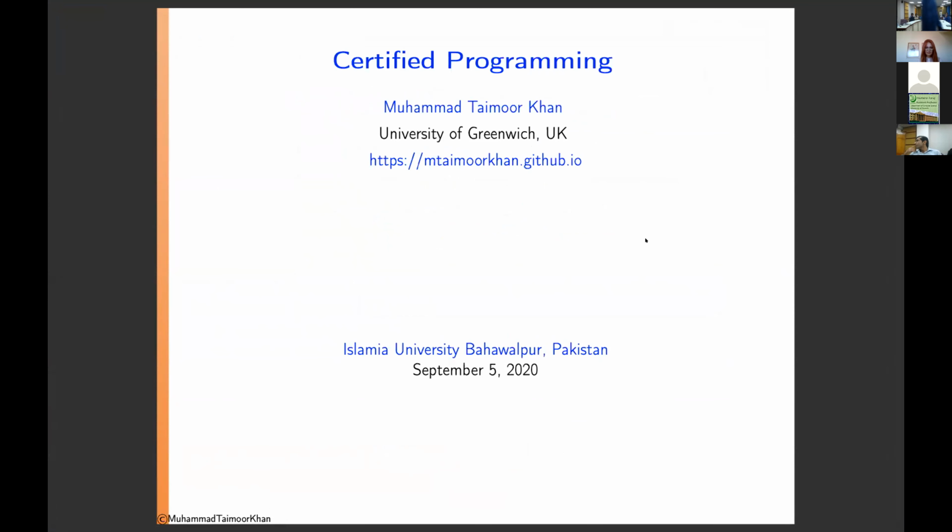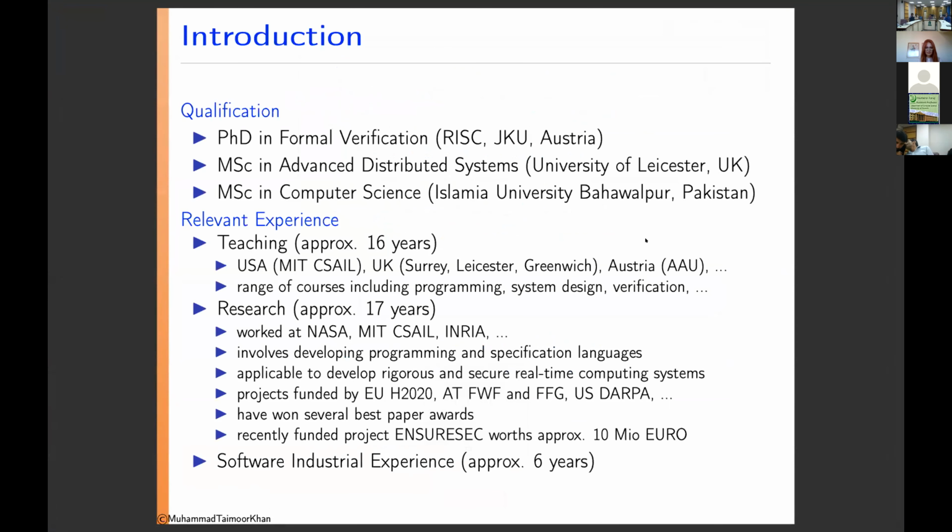Just to briefly introduce myself, I have a background in software engineering. Luckily, I am also a graduate of the same university, Islamia University of Bahawalpur. Later on, I had my MSc at Leicester in the UK, and I had my doctorate in formal verification from Austria. I've got some teaching experience at different institutes, some of them premier, starting from MIT in the US, and different universities in the UK and Austria.